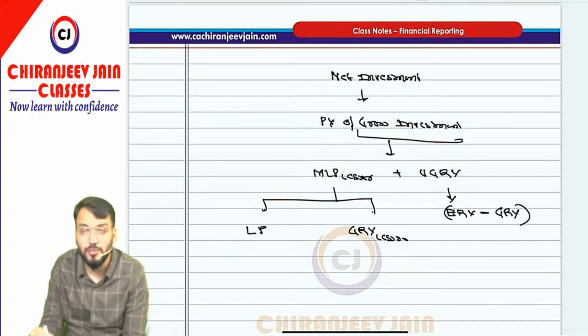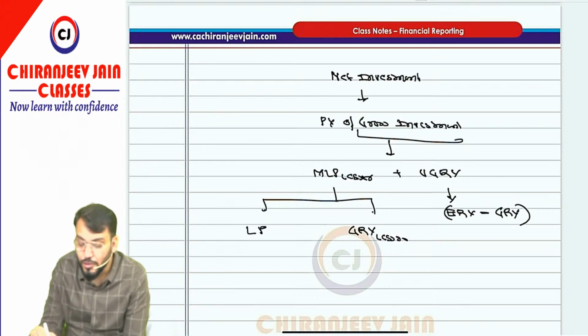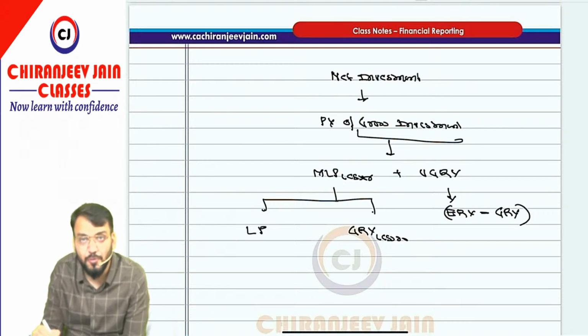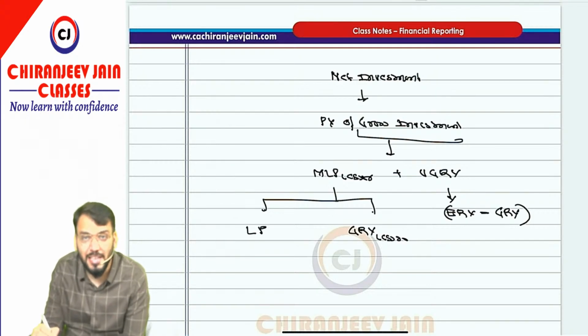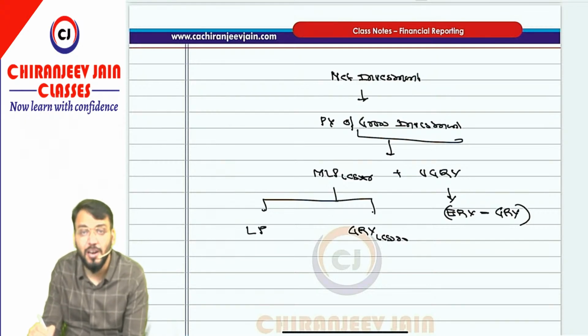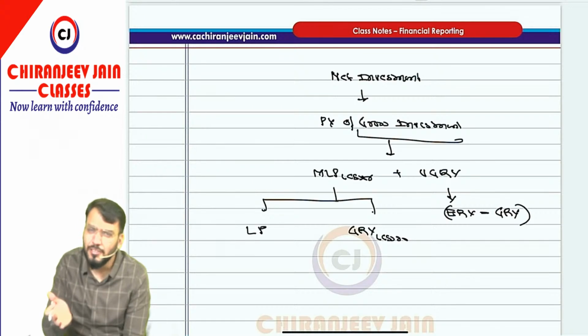So net investment means what? Present value of gross investment. Gross investment means what? MLP from the point of the lessor plus UGRV. MLP from the point of the lessor means what? It is lease payment over the lease term plus GRV in respect of the lessor. Now GRV in respect of the lessor means what? Residual value guaranteed by the lessee, or on behalf of the lessee, or by any third party, whichever is higher. But in the exam, normally GRV of the lessee and GRV of the lessor will be the same.